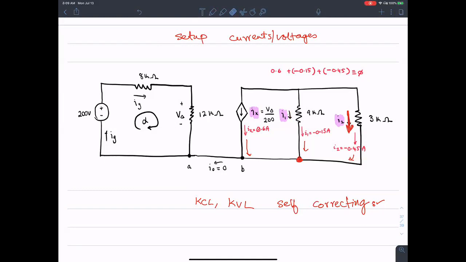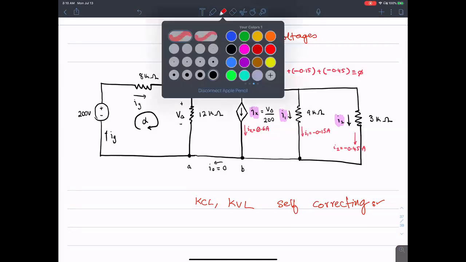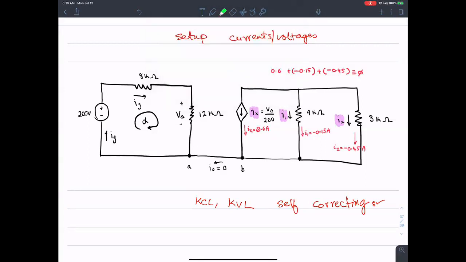And Val mentioned it correctly. I don't have to be correct about this assumption. I only have to make sure that I'm correct about applying KCL and KVL very carefully, correctly, accurately. Then I don't have to be 100% correct about the assumption about the direction of these currents. The final answer, because it's a self-correcting process, is going to hint that they're actually going in the opposite direction by throwing a negative sign in your answer, okay?